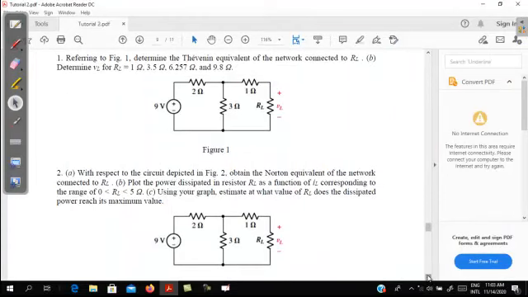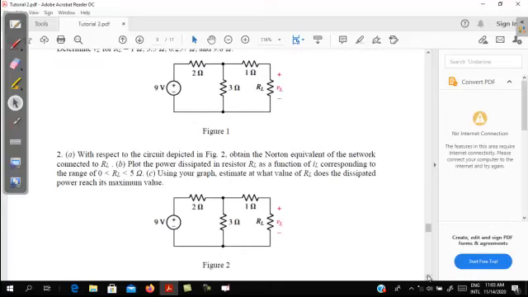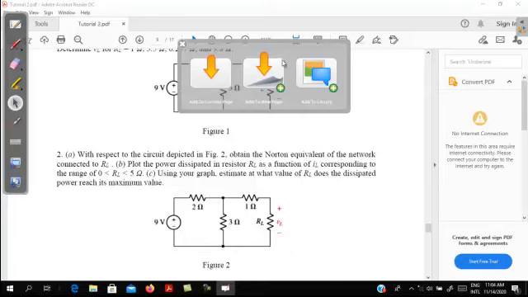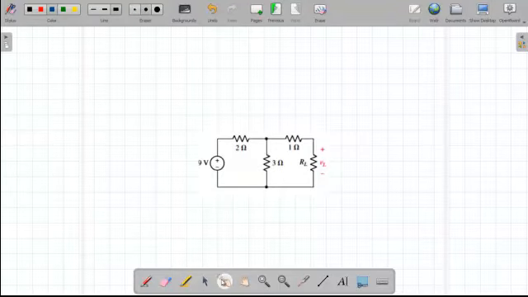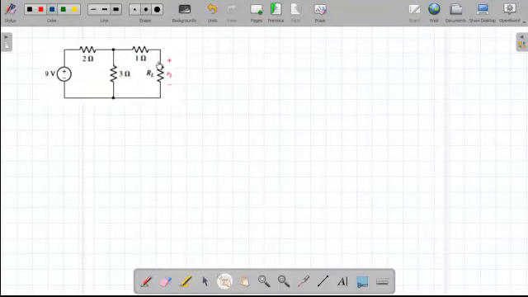The second one, we need to find R equivalent. It's the same circuit, by the way. It's the same circuit here, but here we need to find the power in the range from 0 to 5 ohm. So we have already found the R Thevenin equivalent for this circuit, so we just use it to find the power.